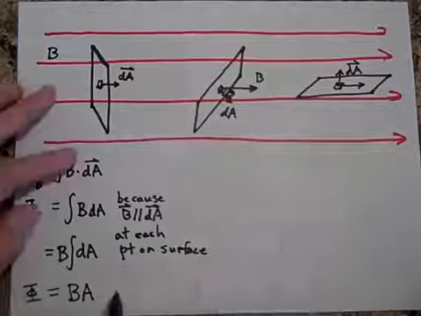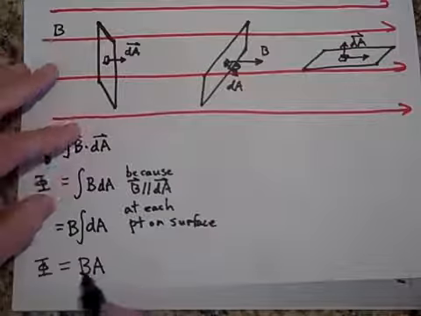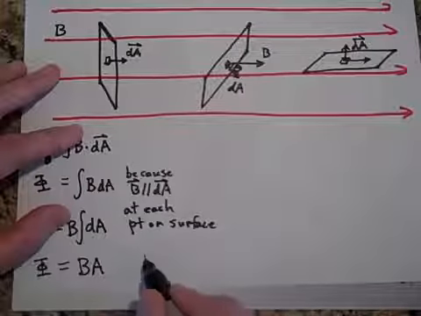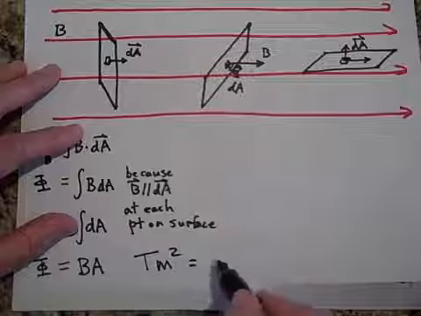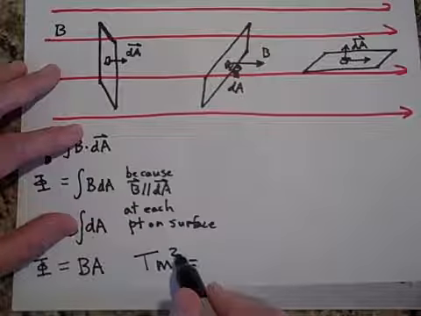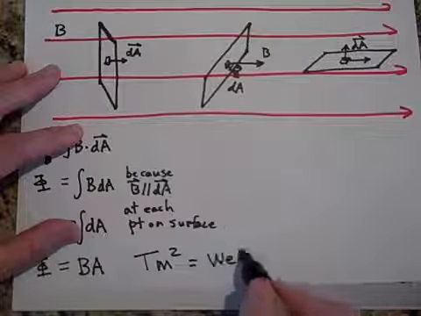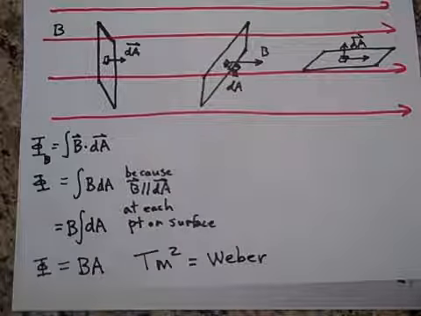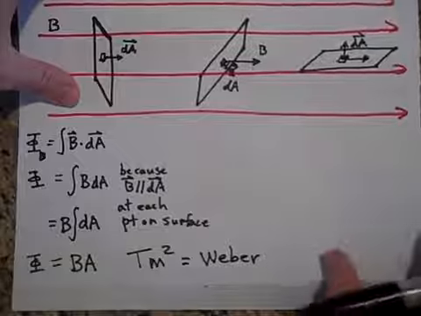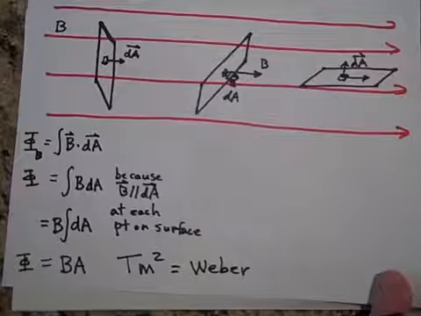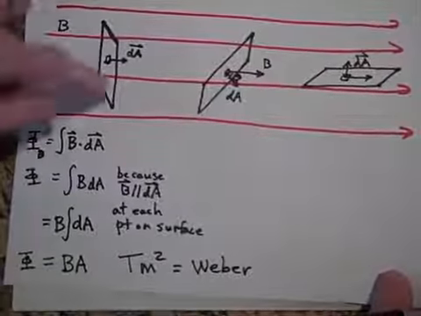Okay, what are the units for flux? B times A, so the units would be Teslas times square meters. And that has a name. We call it the Weber, after a German scientist. Okay, so that's how you calculate flux for any field.